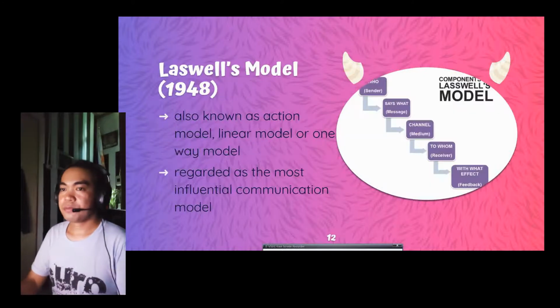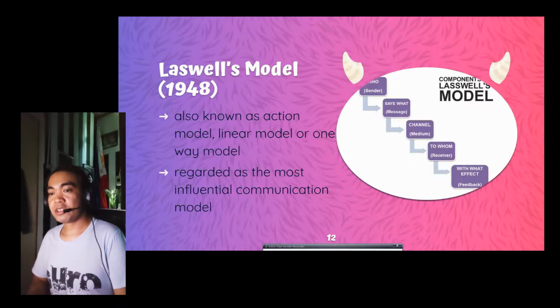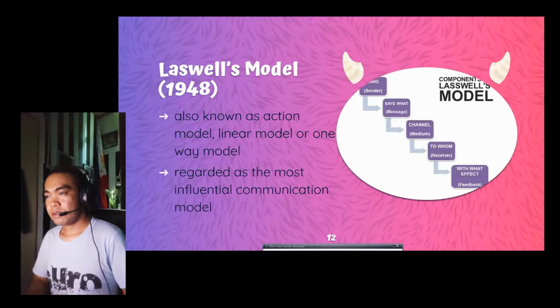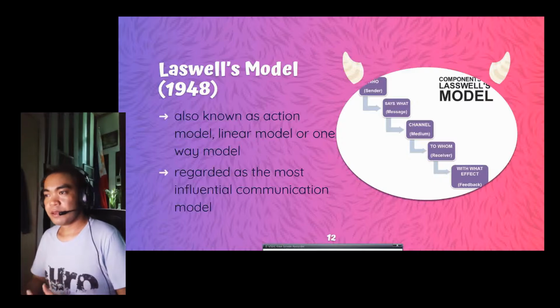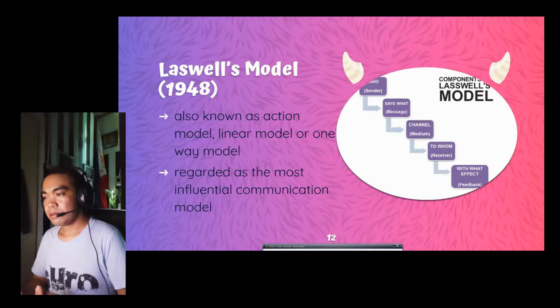Next, we have Lasswell's model, which was published in 1948. This is also known as the action model or one-way model. It is regarded as the most influential communication model. So if you can see in the picture, it looks like a stairway moving from one step to another, from the sender to the message to the channel to the receiver to the feedback.